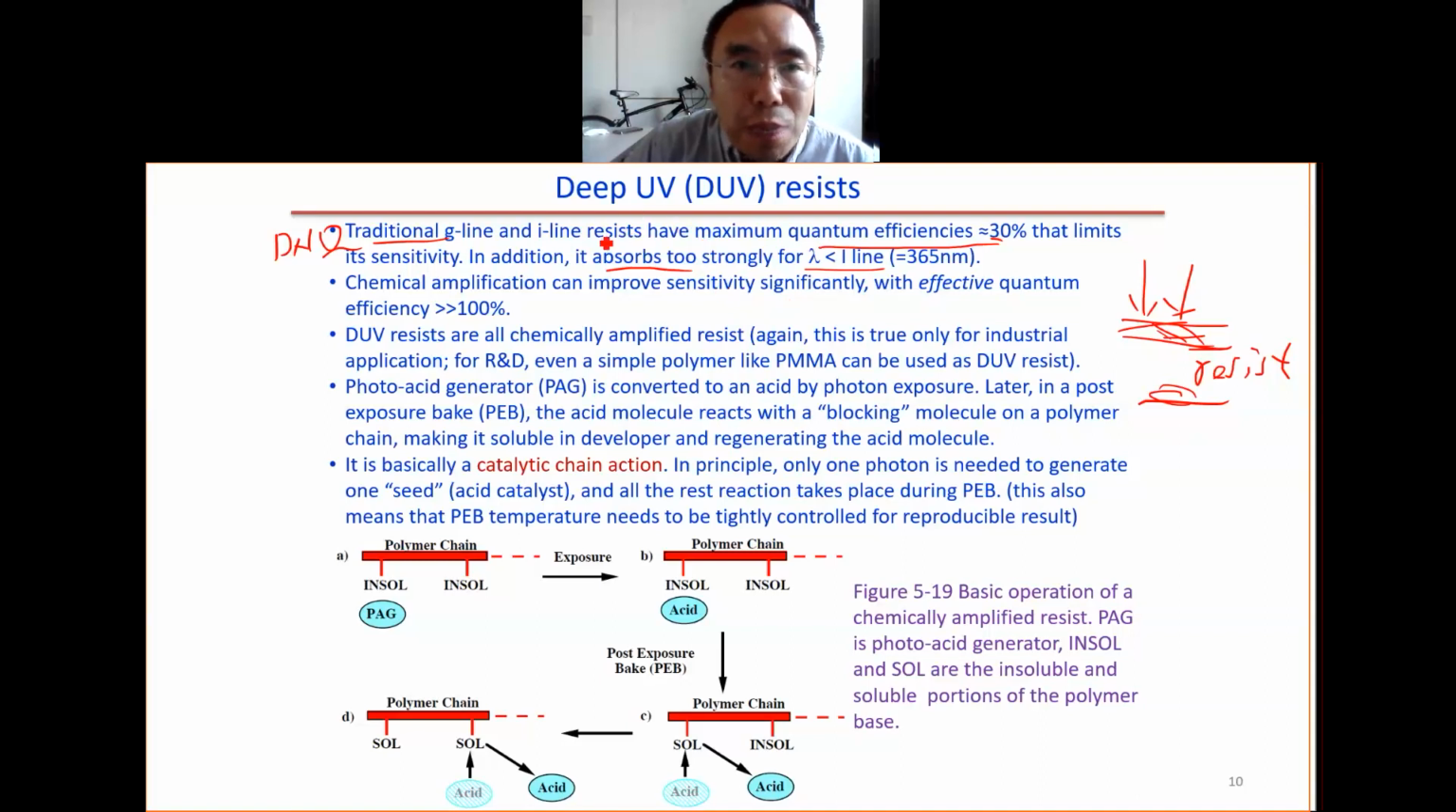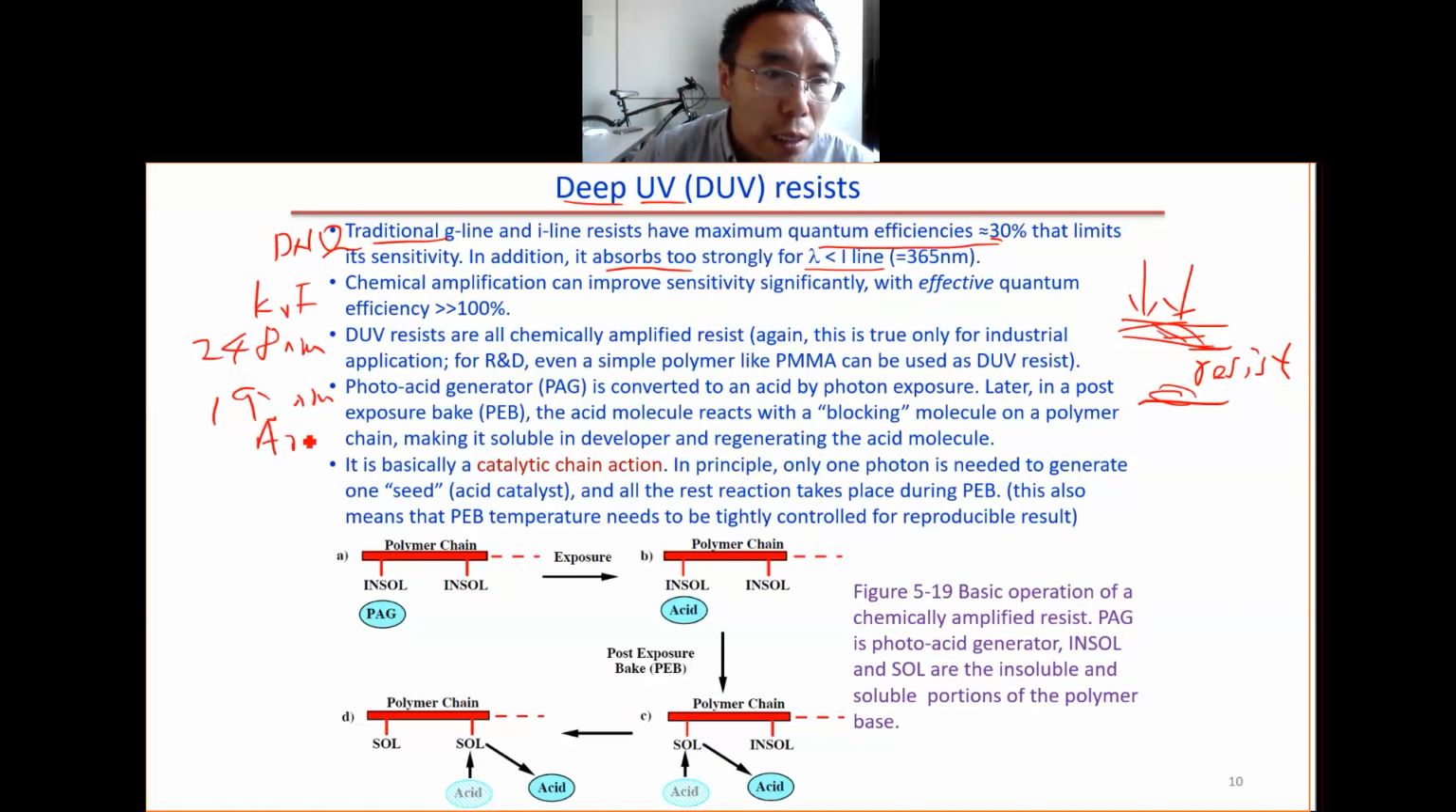For deep UV, meaning 248 nanometer and 193 nanometer: krypton fluoride is 248 nanometer, and argon fluoride is 193 nanometer. So this is deep UV. For deep UV IC manufacturing, we use chemically amplified resist. For chemically amplified resist, the effective quantum efficiency can be higher than 100. That means one photon comes in and can induce many chemical reactions.